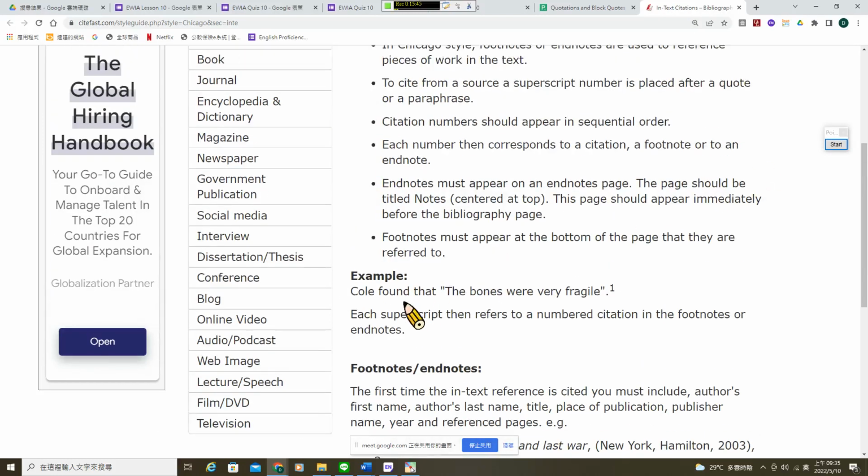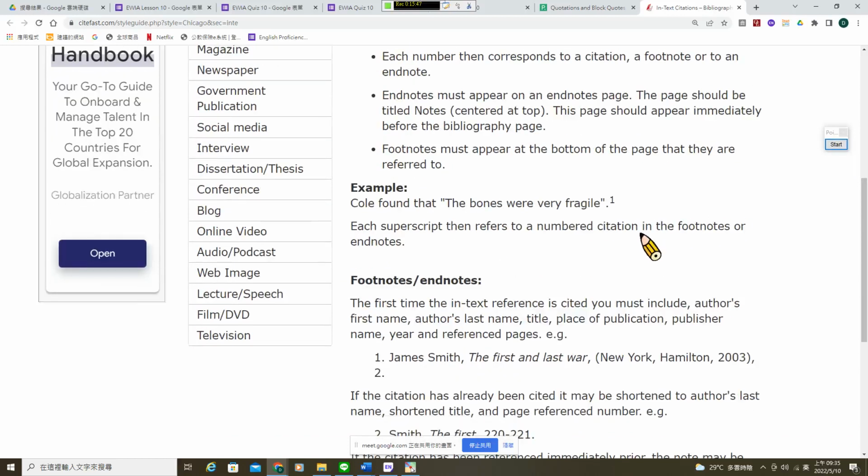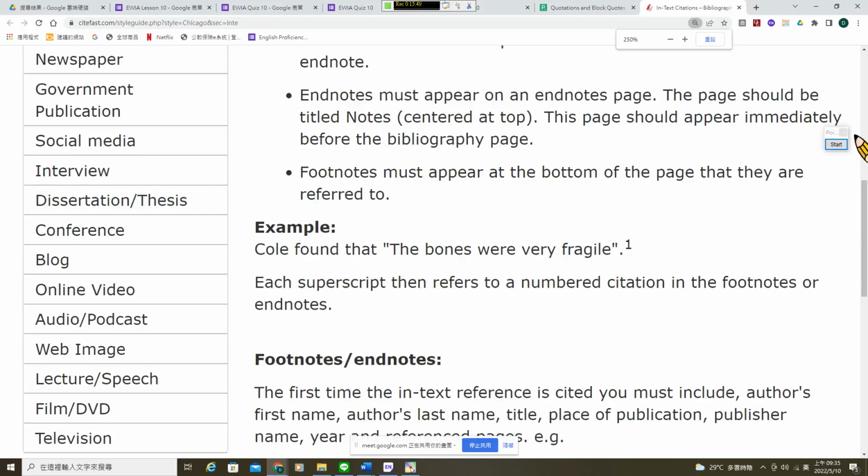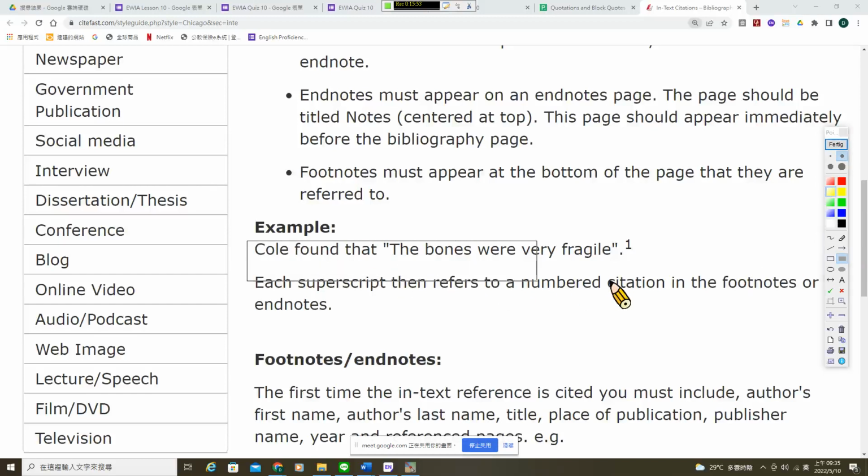So this is the in-text citation. Let me enlarge this. I give you some points of observation for this very tiny citation. The first one, there is a footnote number here, right? And the second one, we talk about marking the boundaries.